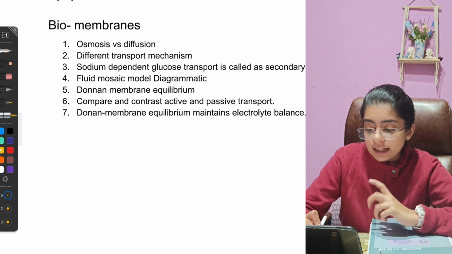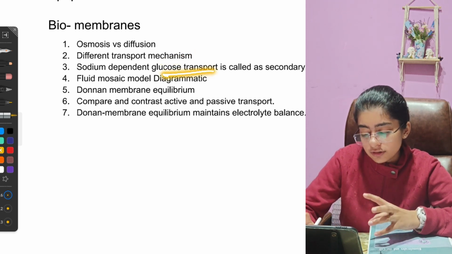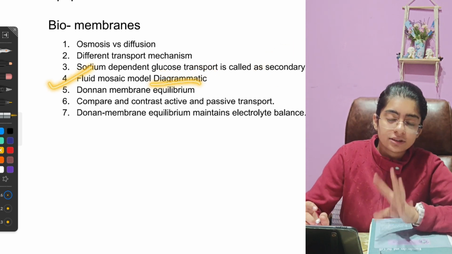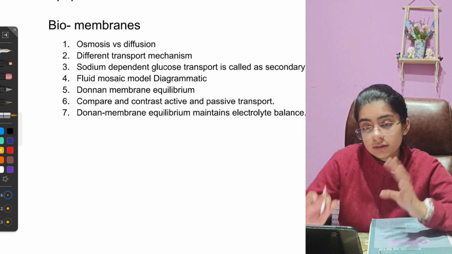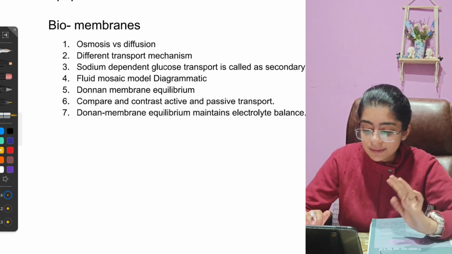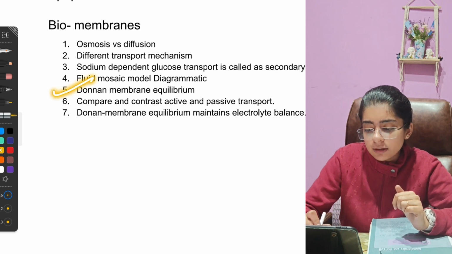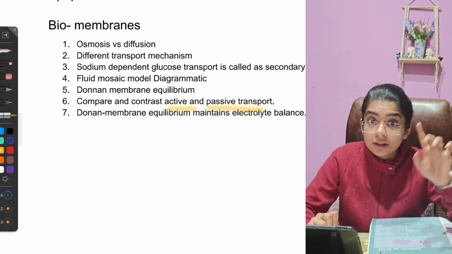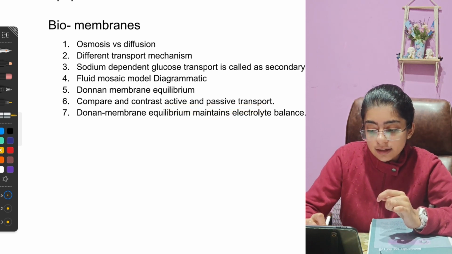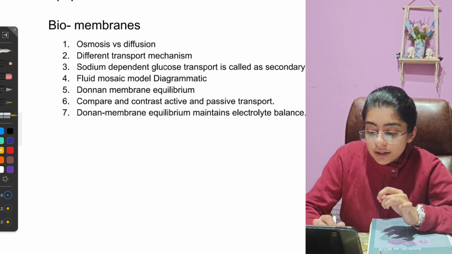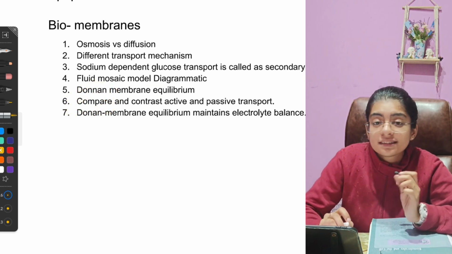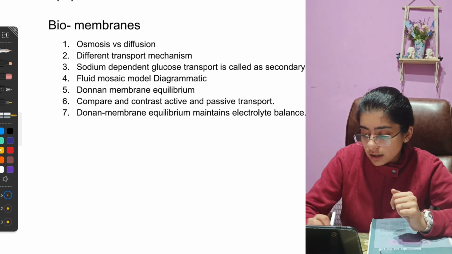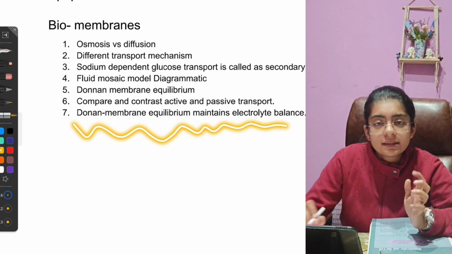Next comes different transport mechanisms, sodium dependent glucose transport and secondary active transport. Fluid mosaic model, a diagrammatic question can come from the fluid mosaic model separately. There is only one diagram, you need to learn that. Donnan membrane equilibrium, you will find it better in physiology. Compare and contrast active and passive transport. Now here is a catch: when it is written contrast, you have to write the difference between, but you forget this compare. You don't write the similarities, and there you lose almost half the marks, right? Now, how Donnan membrane equilibrium maintains electrolyte balance.